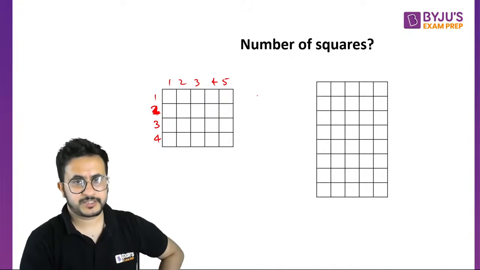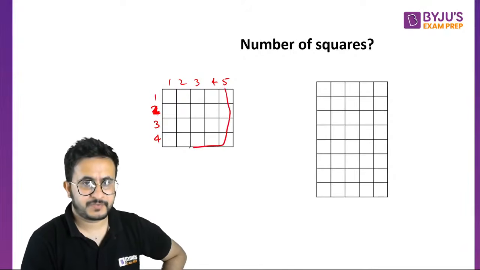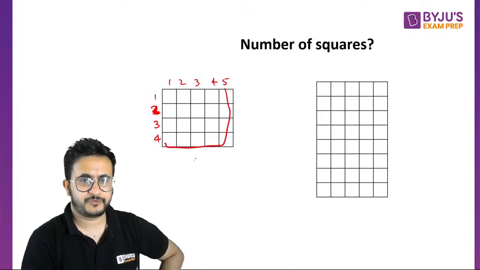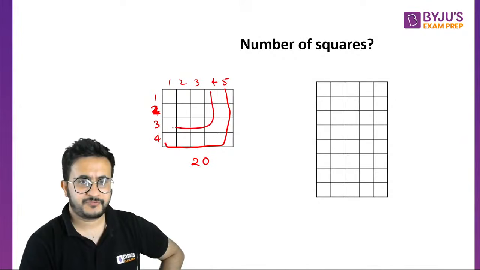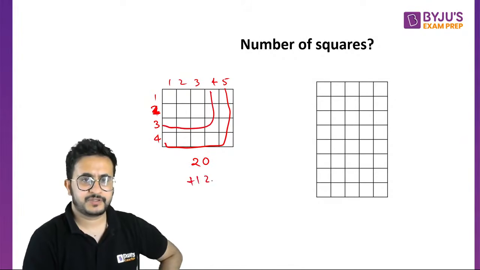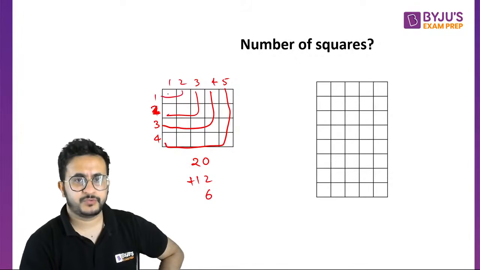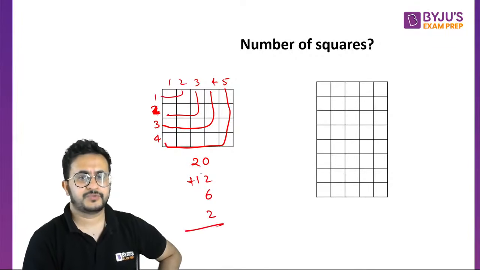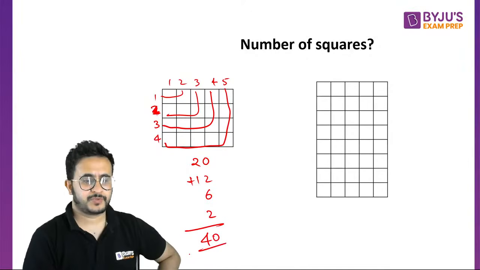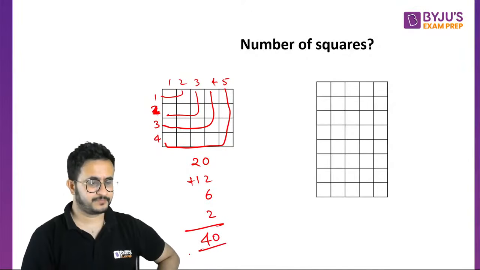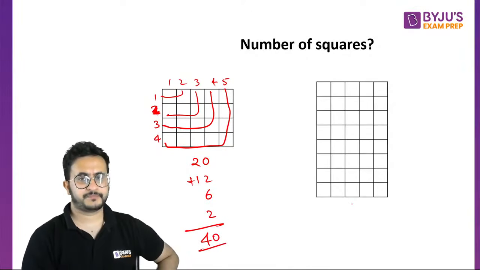So how to do this is, first multiply 5 by 4. 5 by 4 is 20. Then we have 4 into 3, that is 12. Then you have 3 into 2, that is 6. And 2 into 1, that is 2. Adding, we get 40 squares. The answer will be 40.